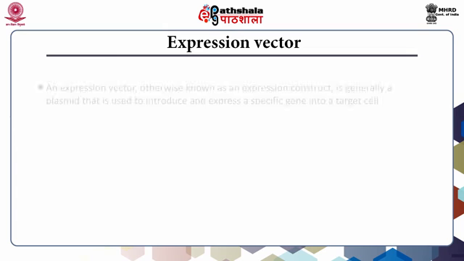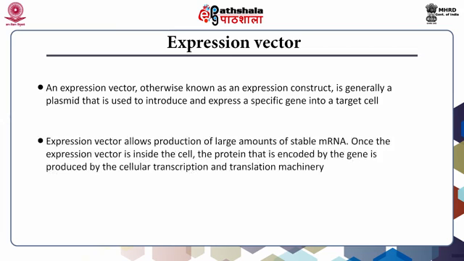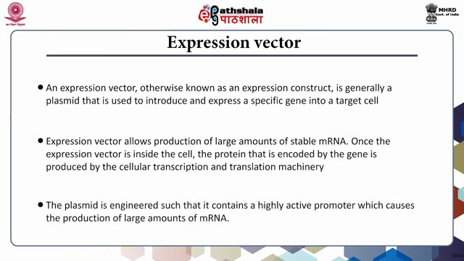Expression vector. An expression vector, otherwise known as an expression construct, is generally a plasmid that is used to introduce and express a specific gene into a target cell. Expression vector allows production of large amounts of stable mRNA. Once the expression vector is inside the cell, the protein that is encoded by the gene is produced by the cellular transcription and translation machinery. The plasmid is engineered such that it contains a highly active promoter which causes the production of large amounts of mRNA.